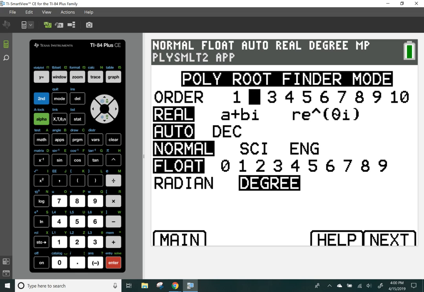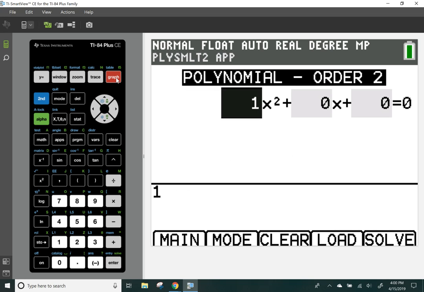Now we have a quadratic, so we have a power of 2. So we're going to keep the order at 2, right? We're going to leave that there. None of the rest of this really matters. You can leave that alone. We're going to hit next. To hit next, we hit the graph button. And now we just type in the a, the b, and the c.